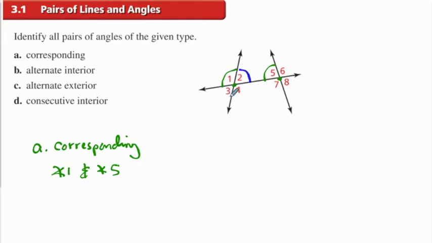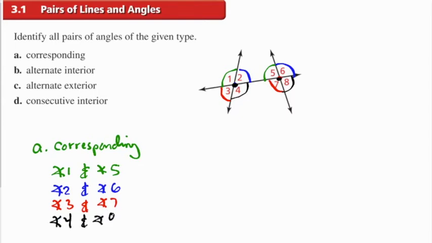Let's look for a different angle. 2 is top right from the intersection. So find the other intersection, go top right, and you can say angle 2 and angle 6. 3 is down and to the left from the intersection. Find the other intersection, go down and to the left, and you get angle 7. And our last pair, we start at our intersection, go down and to the right, find the other intersection, go down and to the right, angle 4 and angle 8.